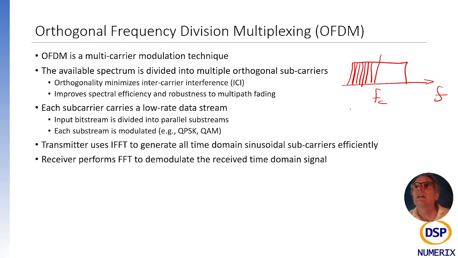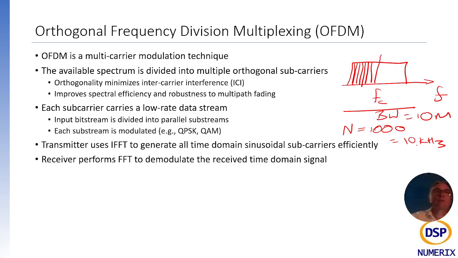So, for example, if the bandwidth is 10 megahertz, then we have, for example, 1,000 carriers, N equals 1,000. Of course, the bandwidth per carrier is 10 megahertz divided by 1,000, which equals 10 kilohertz. So each carrier is quite narrow, especially if we're talking about gigahertz for 4G, 5G comms, Wi-Fi, etc.